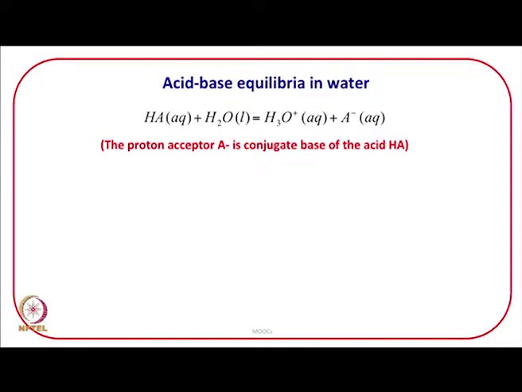An example of this type of reaction is dissolution of HF in water. HF will donate its proton to water and it will form H3O plus and F minus. Here HF is an acid and F minus, that is fluoride, is its conjugate base. So, this dissolution of HF into water, what has it produced? It has led to the formation of the hydronium ion and it has formed the fluoride ion.